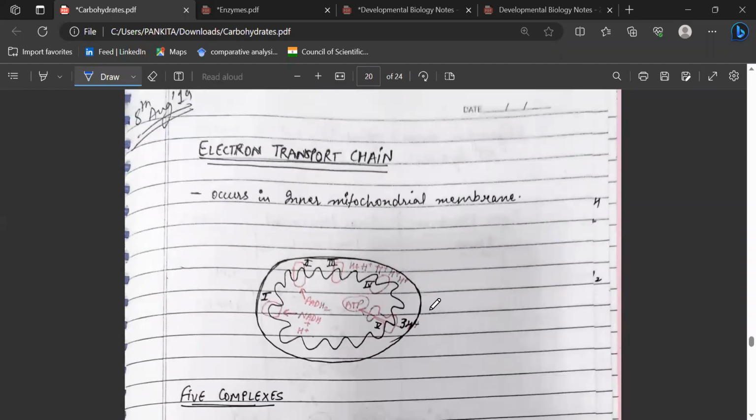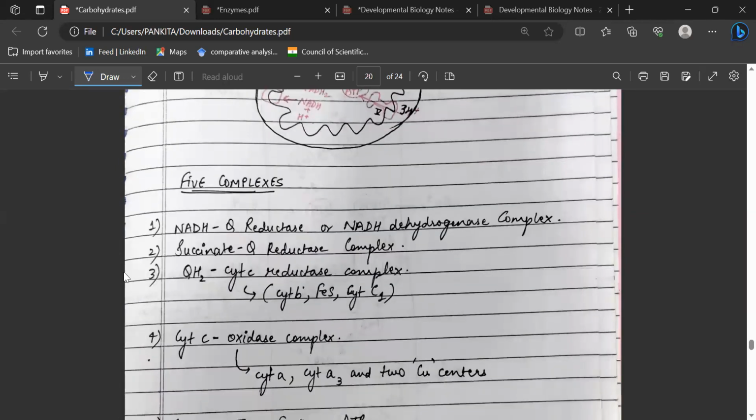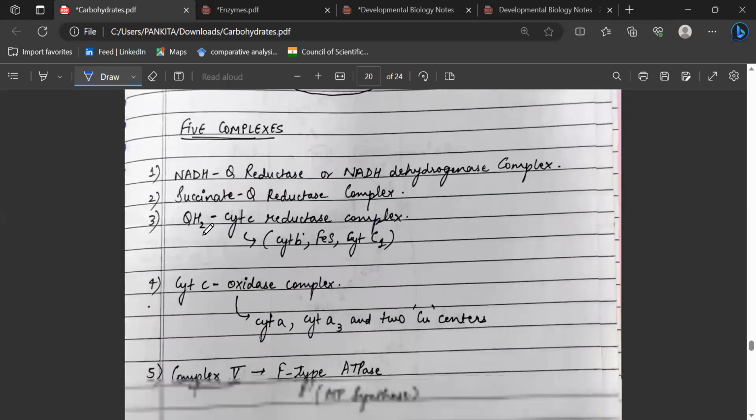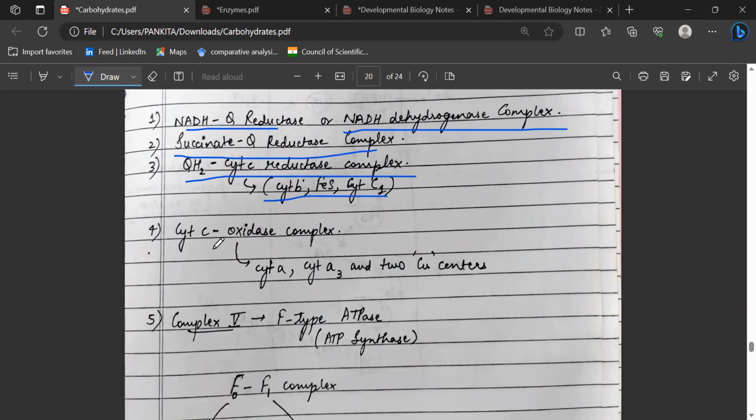Talking about the electron transport chain, it occurs in the inner mitochondrial membrane. There are 5 complexes involved. One is NADH-Q reductase, also called the NADH dehydrogenase complex. Second is succinate Q reductase. Third is QH2 cytochrome C reductase, where Q is basically ubiquinone; cytochrome B, FeS, and cytochrome C1 are involved. Fourth is cytochrome C oxidase, with cytochrome A, A3, and copper centers.